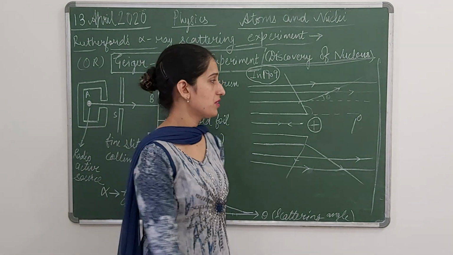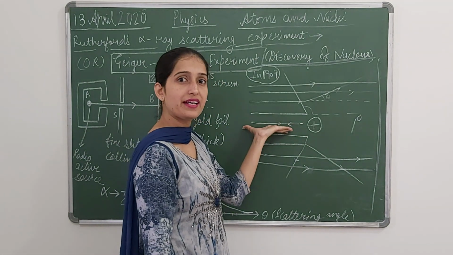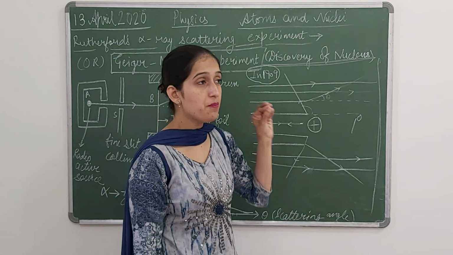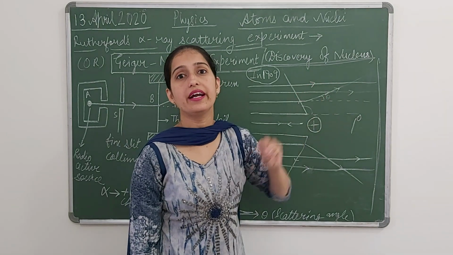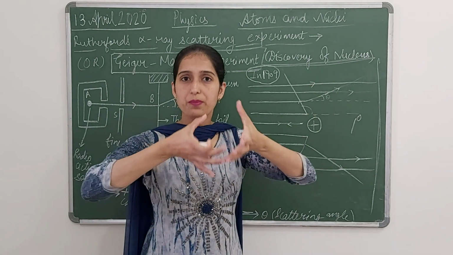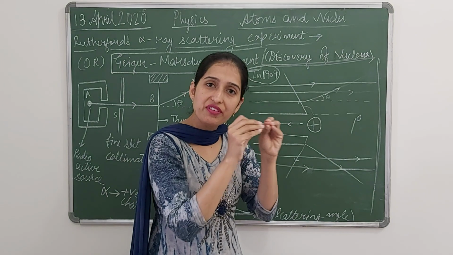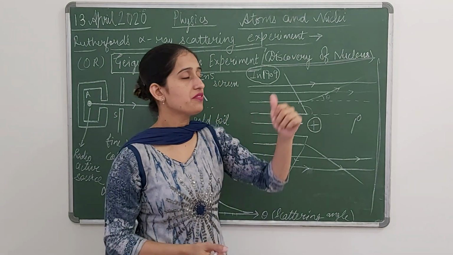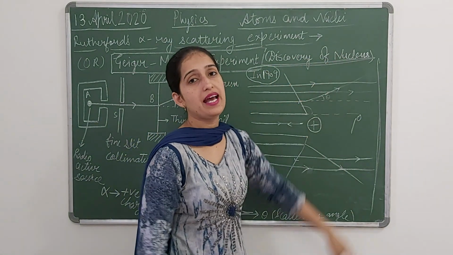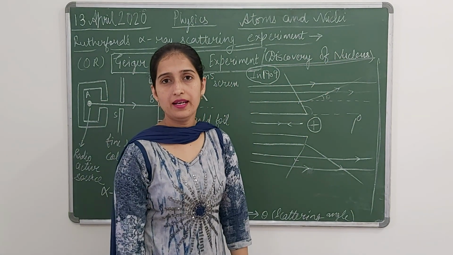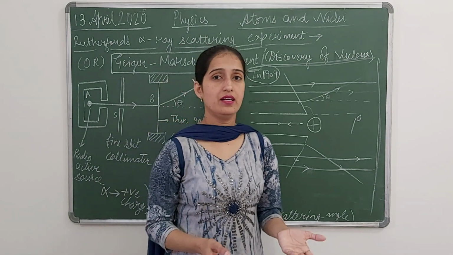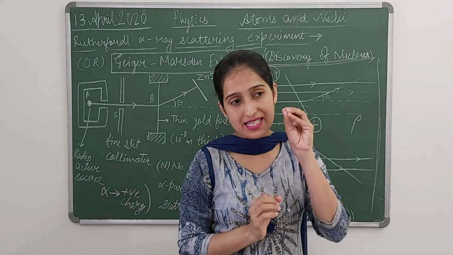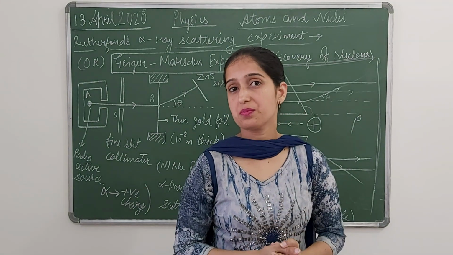It was observed that positive particles are retracing their paths. That means some positive thing is present inside the atom. We know the spherical shape of the atom. Inside that spherical shape, some positive thing is there, and that positive thing got named as the nucleus. That means it was clear: the atom is almost hollow, and inside the atom some positive charge is present.